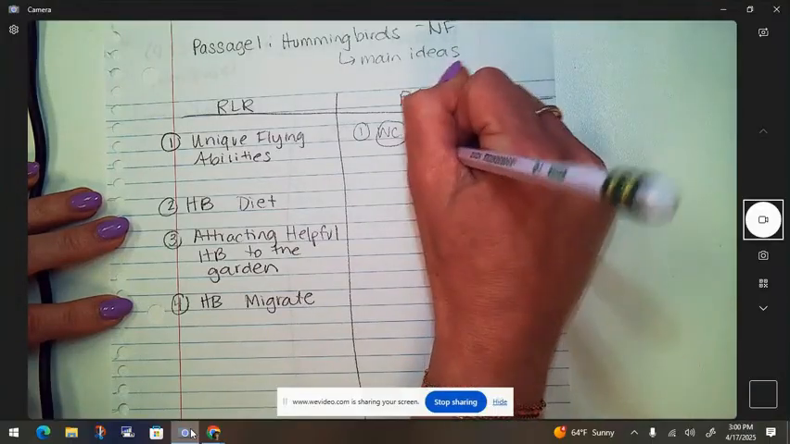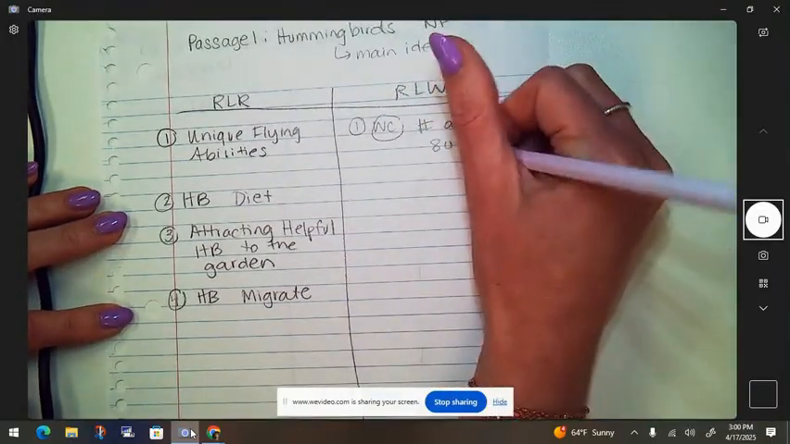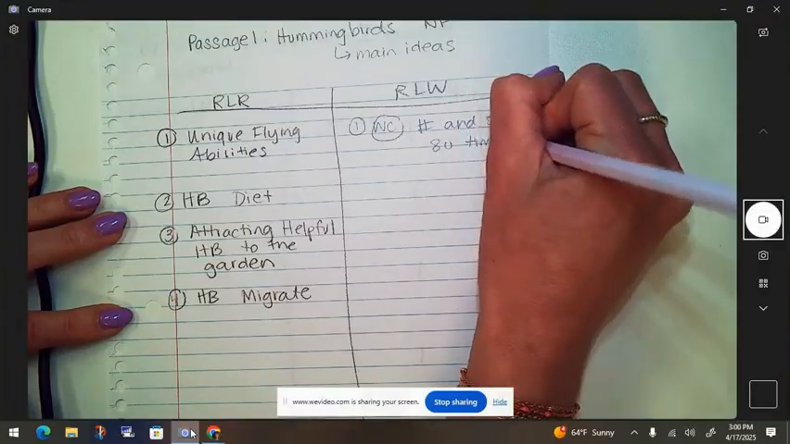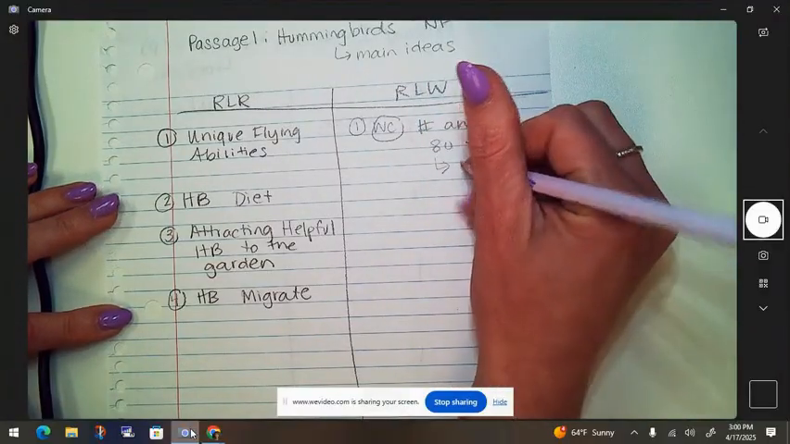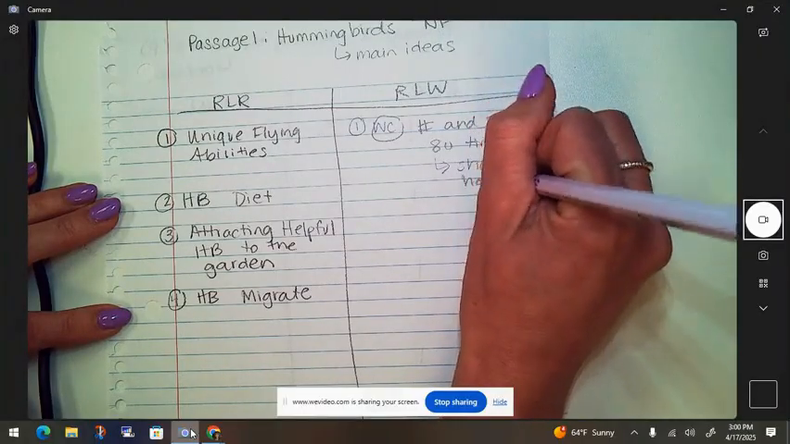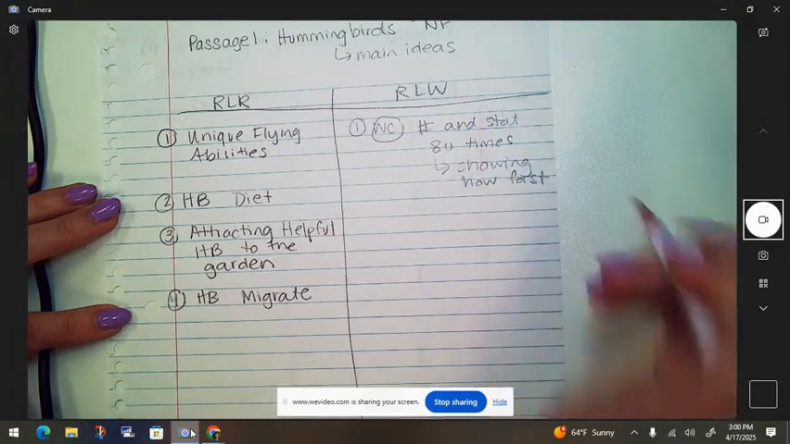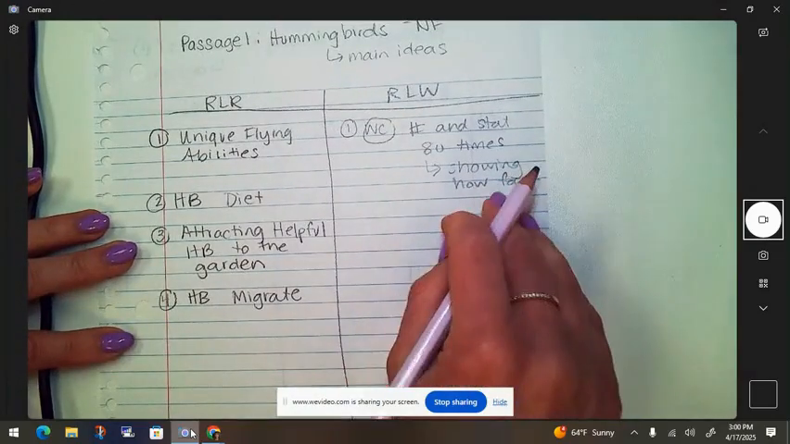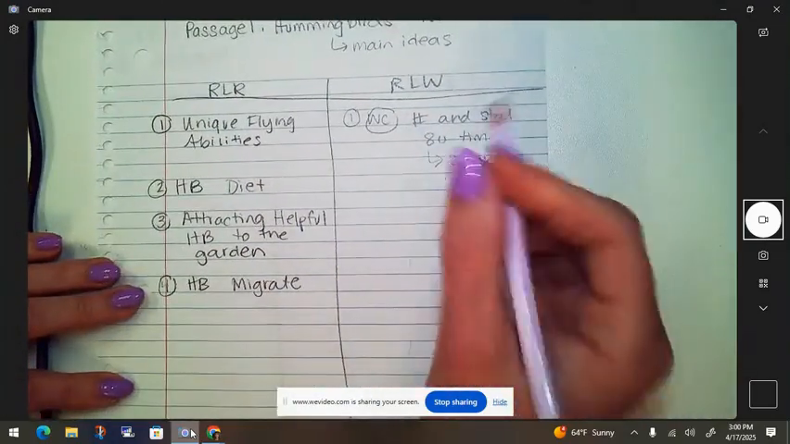And I'm being really quick here. 80 times, that's going to remind me. And they're really, to me, showing how fast. That's why the author's using it. Again, I'm keeping these really concise, but enough that I could go back to it if there was a question about it.